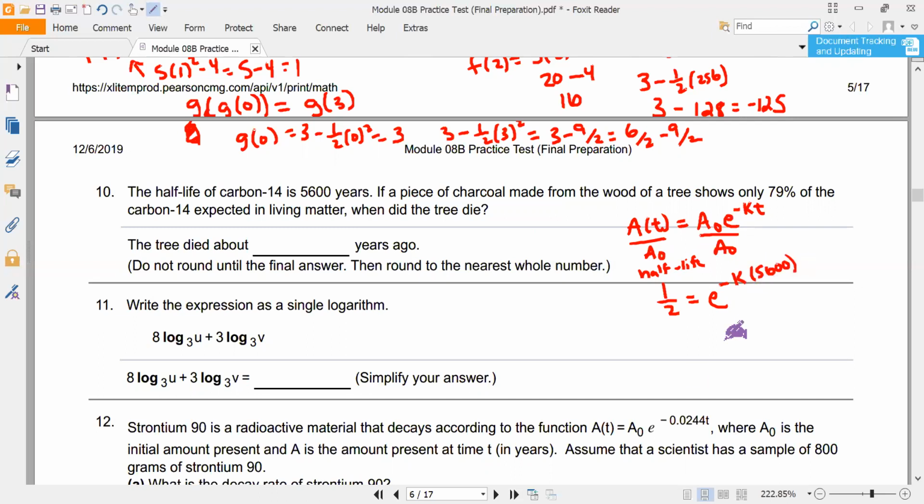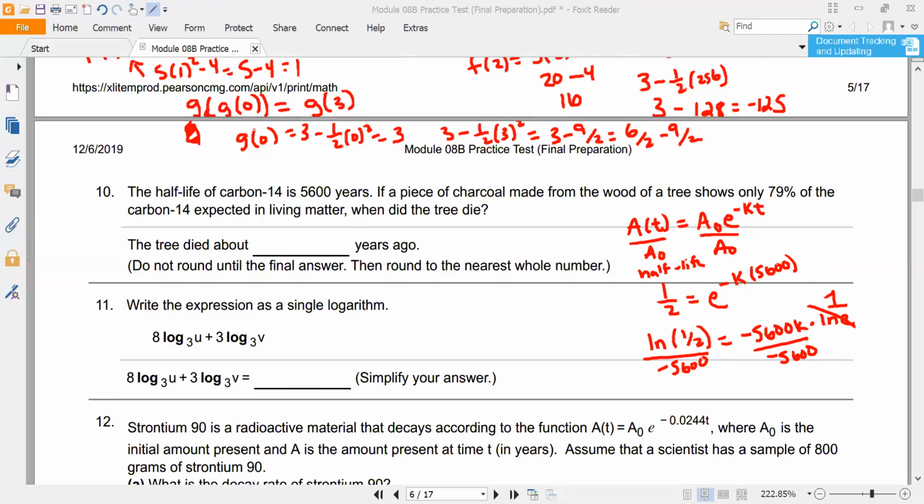So we need to try to find this rate of decay. And the way to do that is to take a natural log of both sides so we can pull this power to the front. So when we do that, that would be negative 5,600 k times natural log of e. So we're doing the natural log and pulling that power to the front. But natural log of e is 1. You can check that on your calculator. So all we need to do to find our rate of decay is divide natural log of a half by negative 5,600. So 1 divided by 2 is a half.